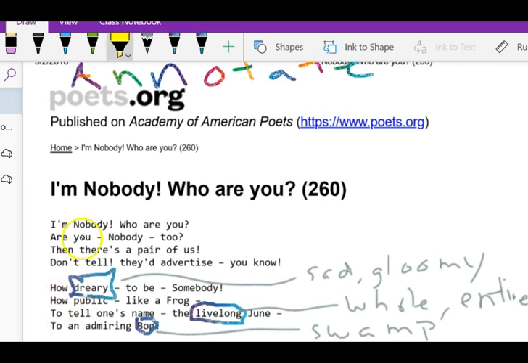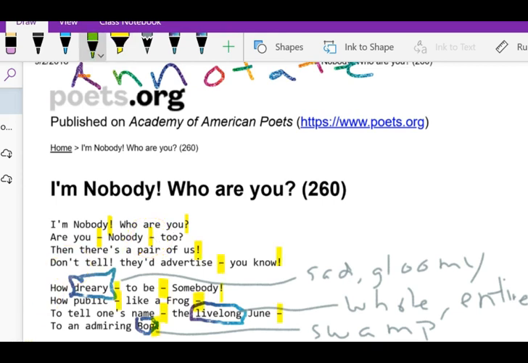Also, I want to highlight the punctuation so I know when I read it out loud where to pause. So we have an exclamation mark, we have question marks, we have dashes. And you want to do this throughout the entire poem.